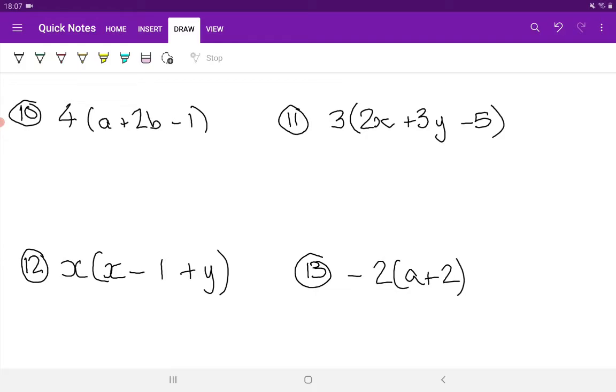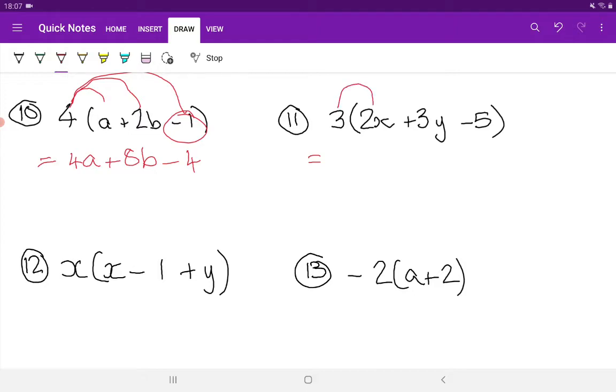Okay, so what we're going to do is 4 times A is 4A, plus 4 times 2B, 4 times positive 2 is 8, so that'll be 8B. And then 4 times minus 1, look at that, it's a minus 1. 4 times minus 1 is minus 4. So 4A plus 8B minus 4. So it just means we've got a few more steps to go.